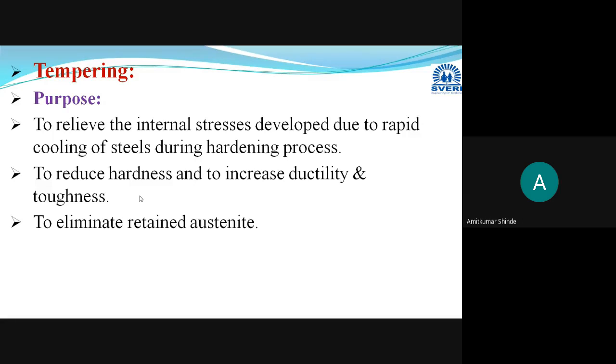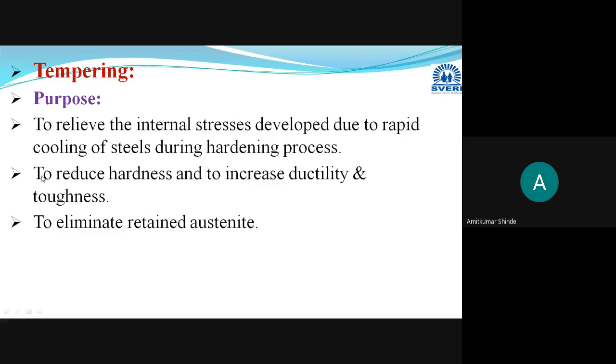Okay, in examination, they will ask you to write the purpose, process, types, and applications of the tempering process. Now first you have to start with the purpose. The main purpose of the tempering process is to eliminate the retained austenite. Whichever retained austenite is there can be eliminated by performing the tempering process.